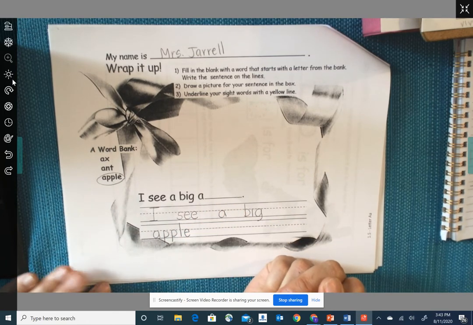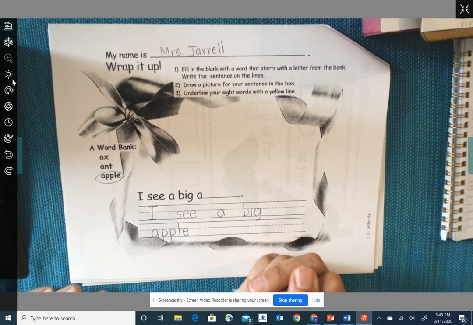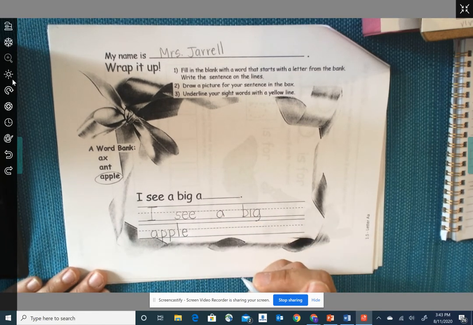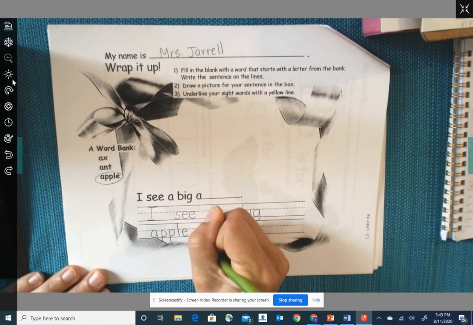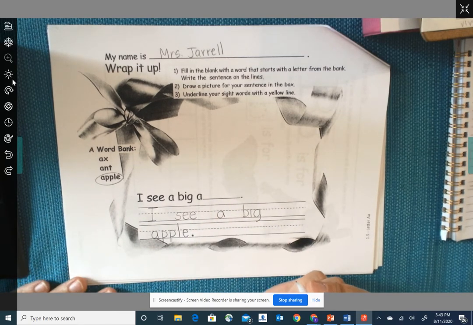Now remember, you don't have to choose the word apple. That's just the one that I chose today. And then who remembers, what do we put at the end of our sentences? Yes, we put a period. That period tells us to stop.